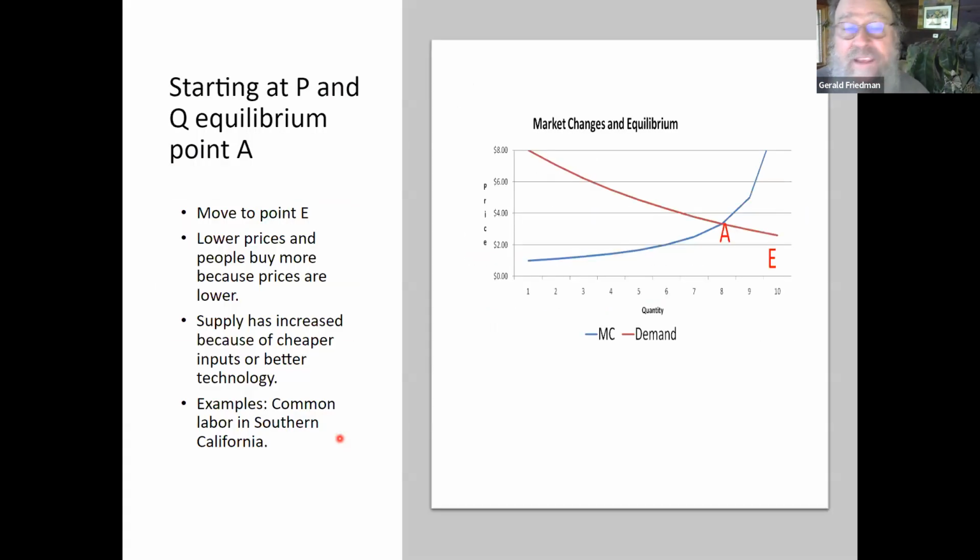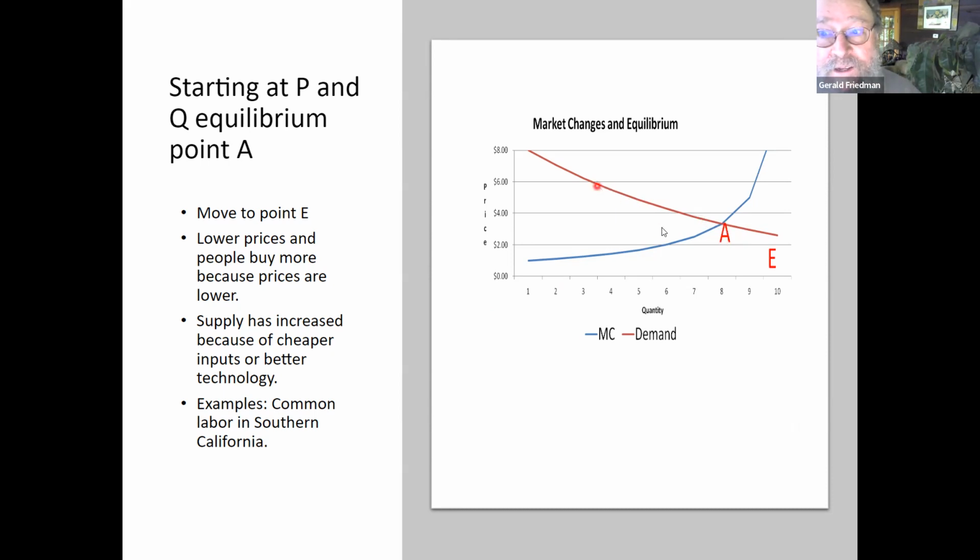Go from A to E. Prices fall and people buy more. Why are they buying more? Prices are lower. Is this an increase in demand? No. Increase in demand would be up to here with cocaine. Reduced supply, that would be up to here. Higher prices, less quantity.